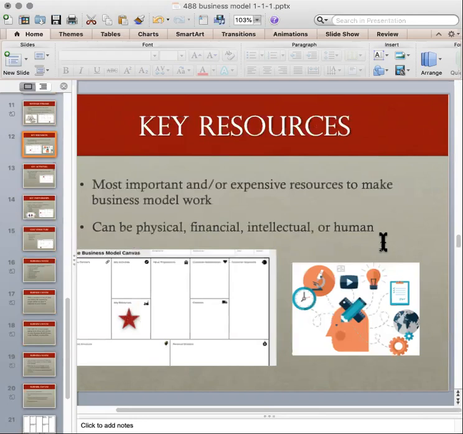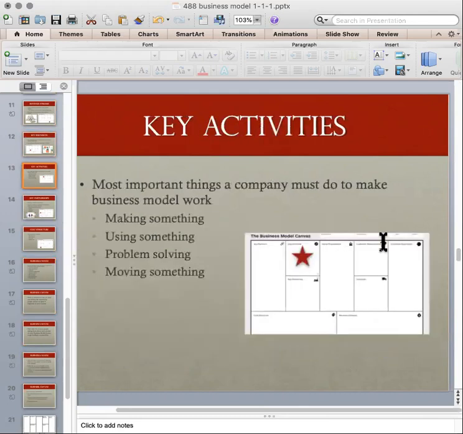Key resources describe the most important assets required to make a business work. Every business requires these. These resources allow an enterprise to create and offer a value proposition, reach markets, maintain relationships with customer segments, and earn revenues. Different key resources are needed depending on the type of business model. These resources can be physical, financial, intellectual, or human. They can be owned or leased by the company or acquired from key partners.